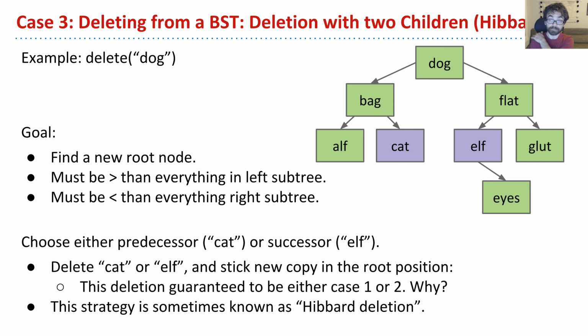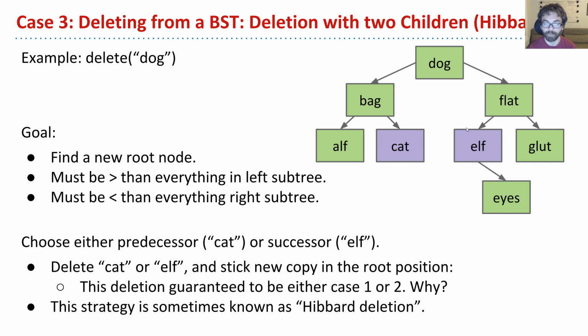So it turns out that cat and elf would both be good choices. If I take cat and bring it up to the root, well then everything on the left is smaller than cat, and everything on the right is larger than cat. Likewise on the right, if I brought elf up, well everything on the left, elf and bag and cat, would all be smaller than elf, and flat, glut, and eyes would all be larger than elf. So either of these two would be great choices.